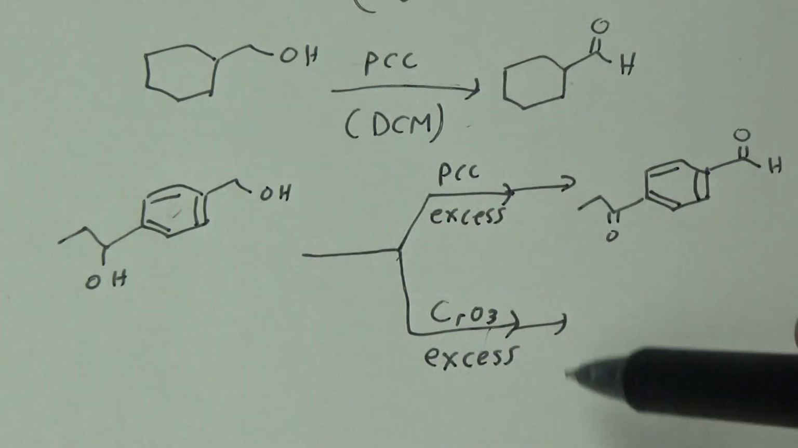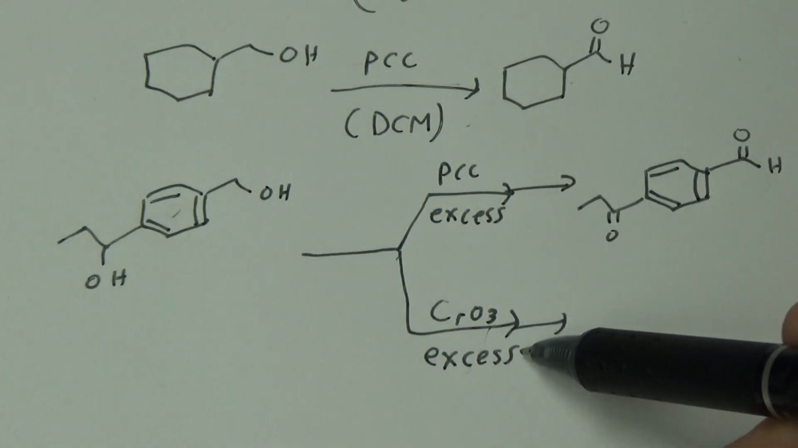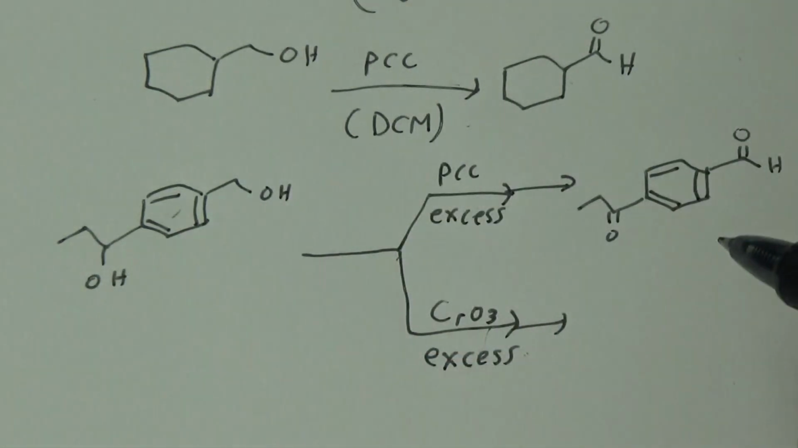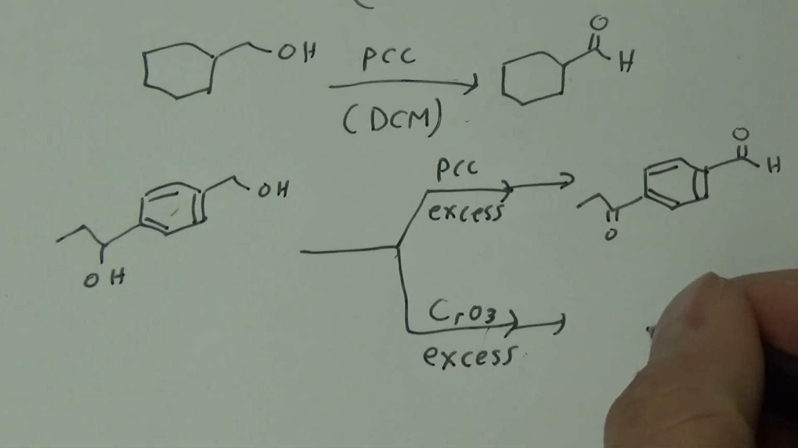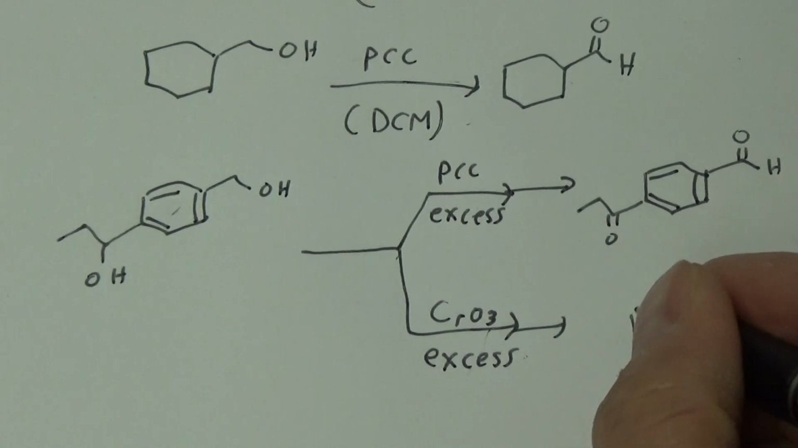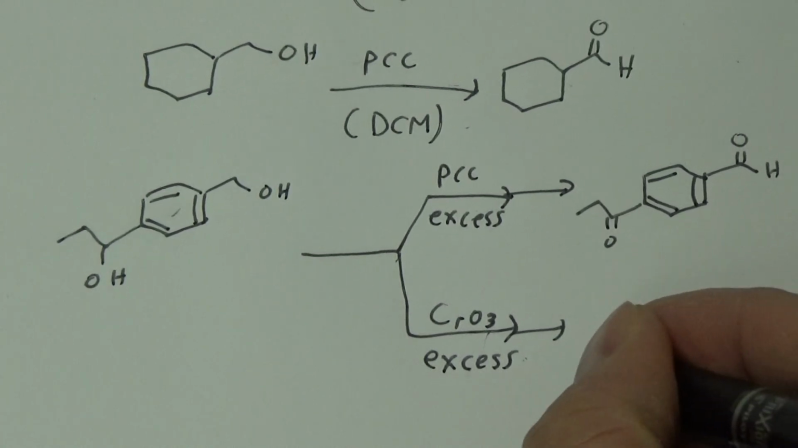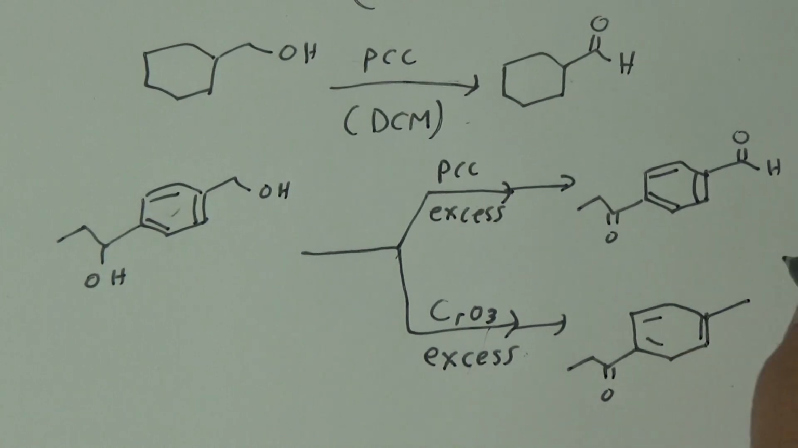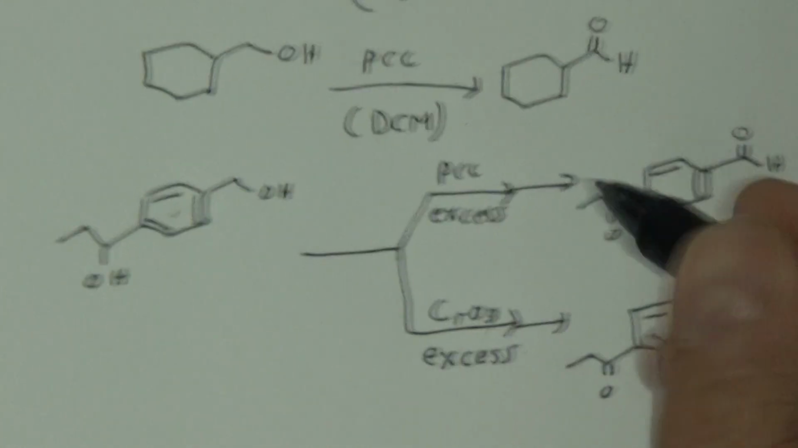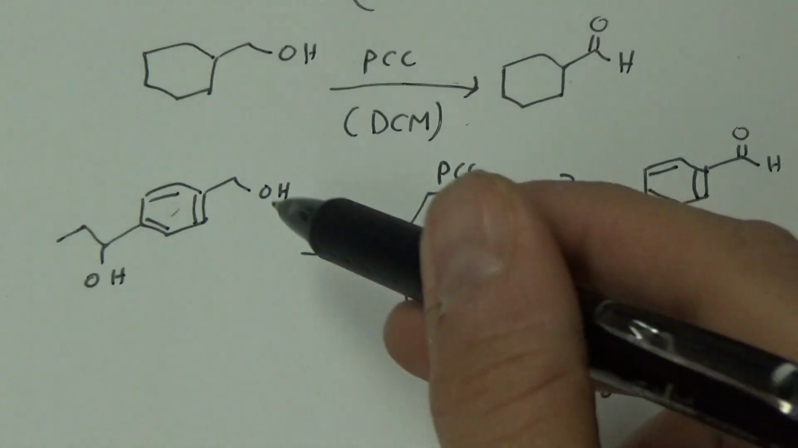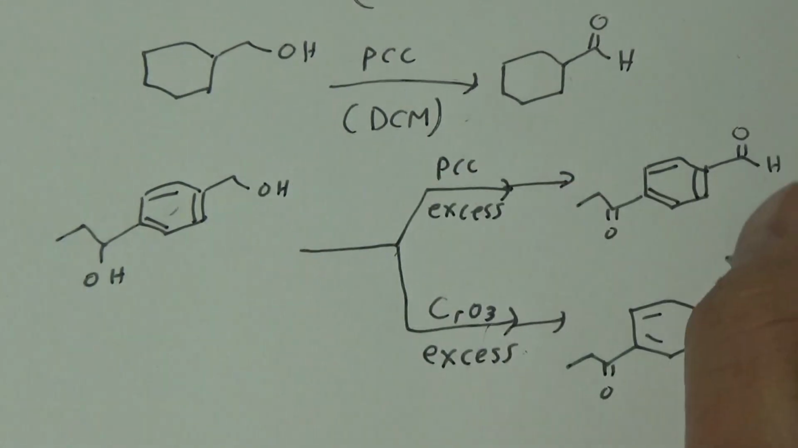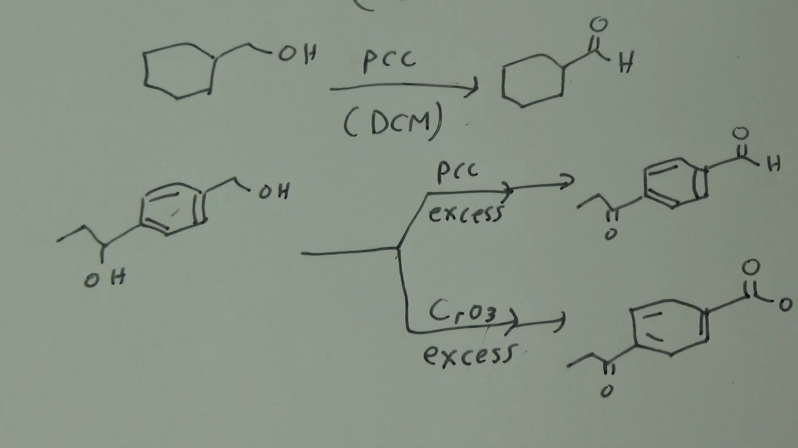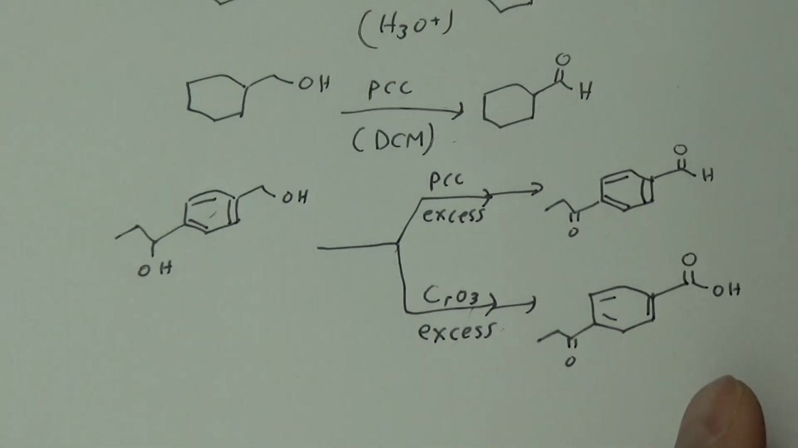All right. So then, what would happen with CrO3 in excess? Left alcohol, right alcohol. What would happen? The left alcohol would be turned into a ketone, and the right alcohol would be turned into a carboxylic acid, CrO3 being a full oxidizing agent. All right, cool. So that's a couple examples.